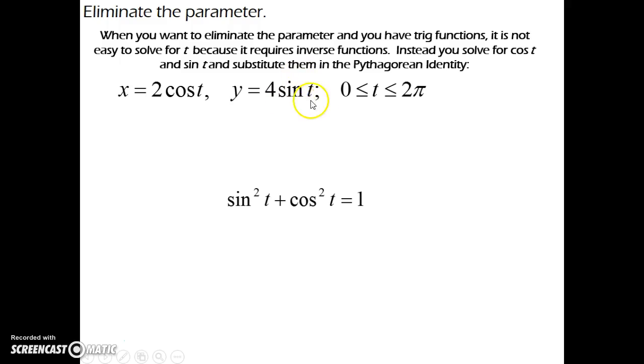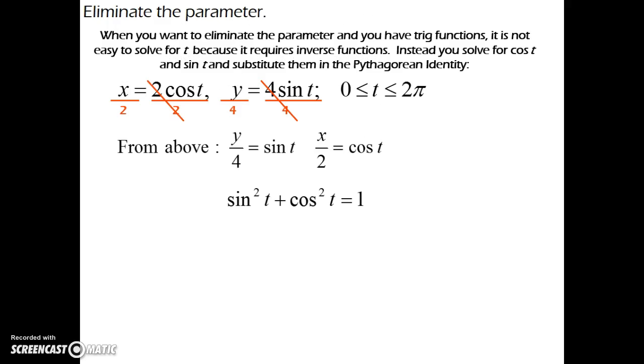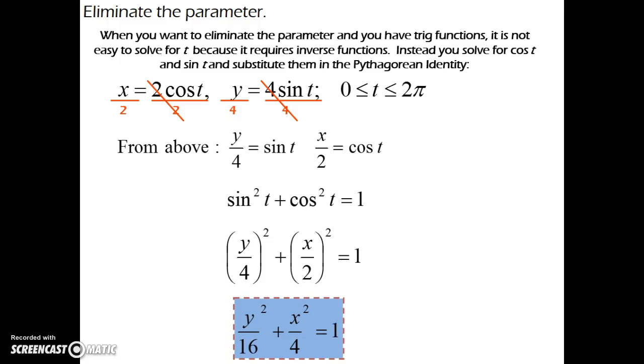So I have to recognize that the sine of t equals y over 4, and I have to recognize that the cosine of t equals x over 2. So that's what this work here looks like. So the sine of t is y over 4, the cosine of t is x over 2. Now I can plug those into the equivalent of the Pythagorean identity, and clearly, hopefully you can see now we have the equation for an ellipse. So this is a circle, this is an ellipse. So there we go. Very straightforward.